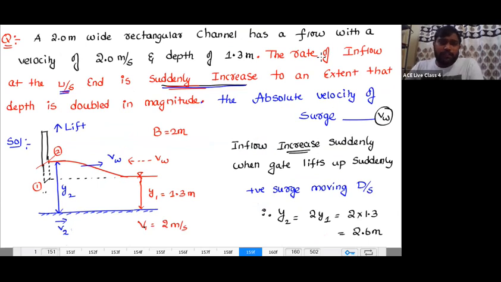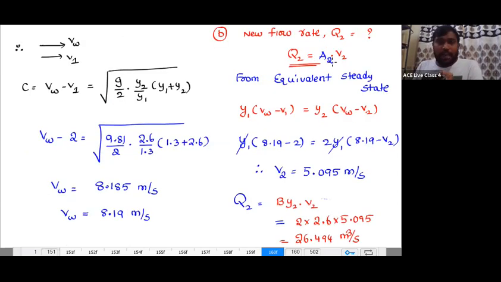What is the meaning of unsteady? Flow rate changes. So when I lift the gate, the flow rate increases. And how to find out that increase in flow rate? Q2 is nothing but A2 into V2. So now, in order to find out the V2, I am going to take the help of the equivalent steady state. Sir, where is B over here, sir? The B will get cancelled. The width will get cancelled initially itself.